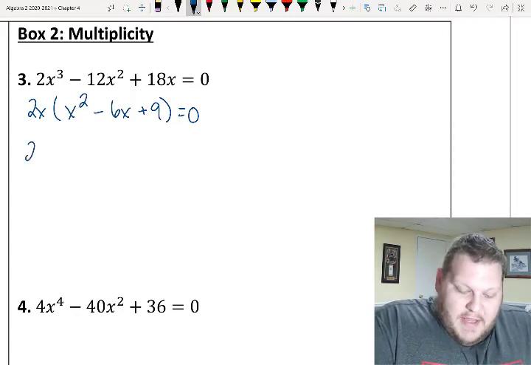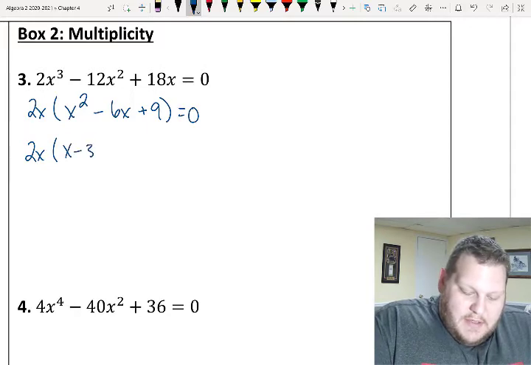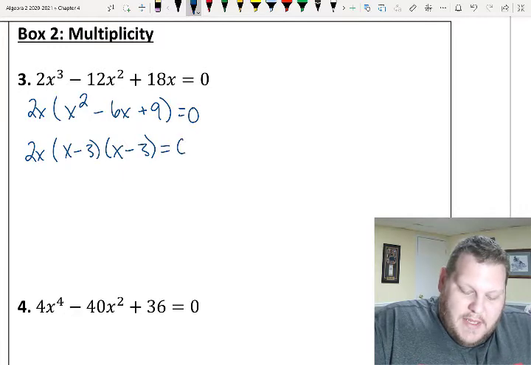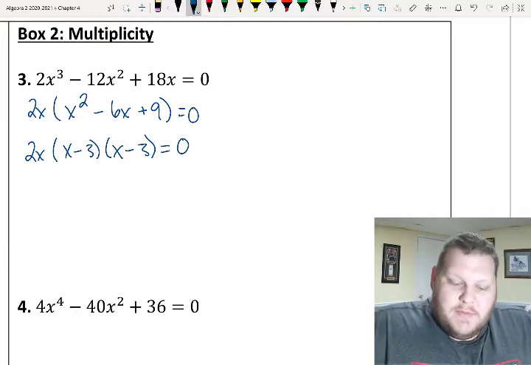So now if I factor that further, again, the parenthesis that I was left with does factor. This factors out into x minus 3 times x minus 3, right? Because negative 3 and negative 3 multiplies to get 9, but adds up to negative 6. So this is what I'm talking about with multiplicity.